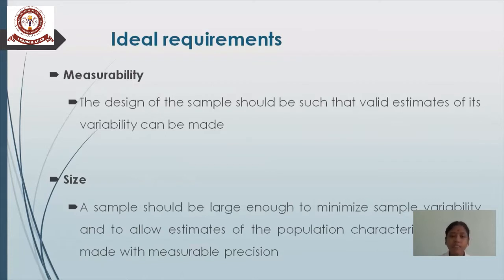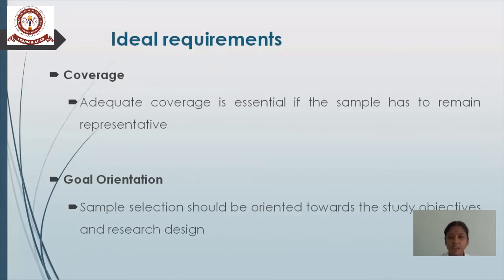Next is the size. The sample should have a size which is large enough to minimize the sample variability and to allow the estimates of the population characteristics to be made with measurable precision. Next is the coverage. It should have adequate coverage to remain representative of the study population. Next is goal orientation, because the sample size should be oriented towards the study objectives and research design.